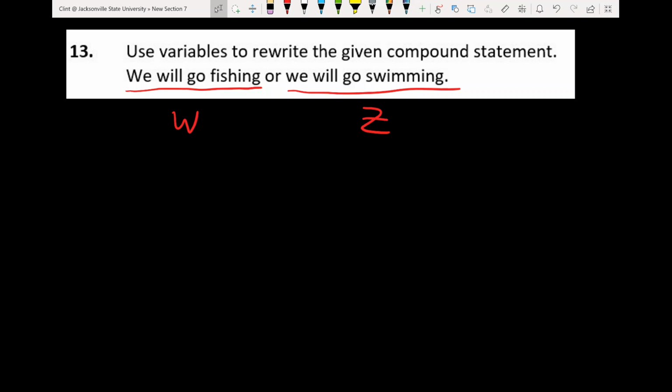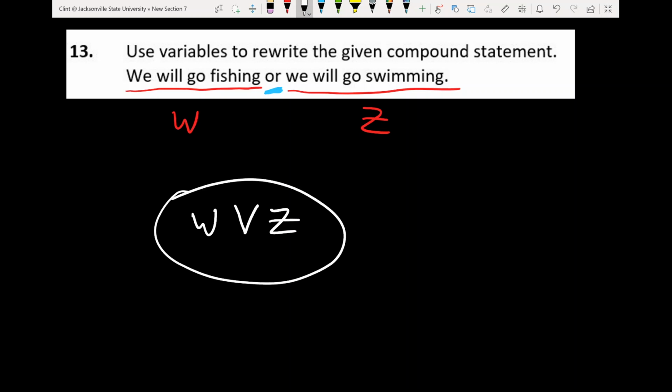So if we call "we will go fishing" statement W and "we will go swimming" statement Z, then the only other thing we really have to think about on this one is what our symbol for or will be. So if we're writing this one in terms of symbols, we would have statement W, and then our symbol for or is an upside down V, Z. Okay, so we would have W or Z.